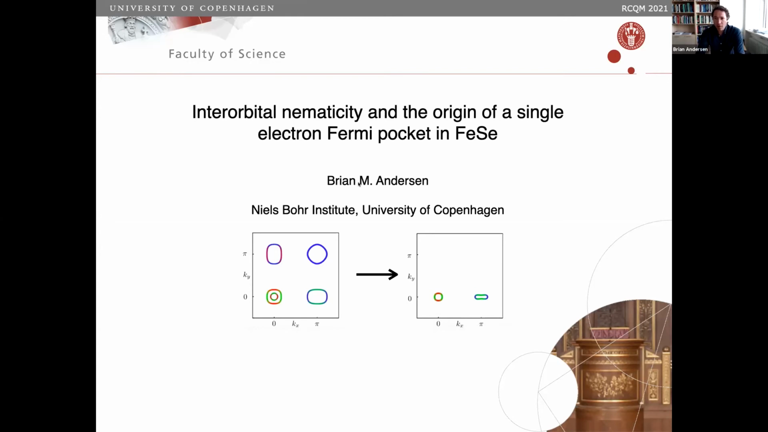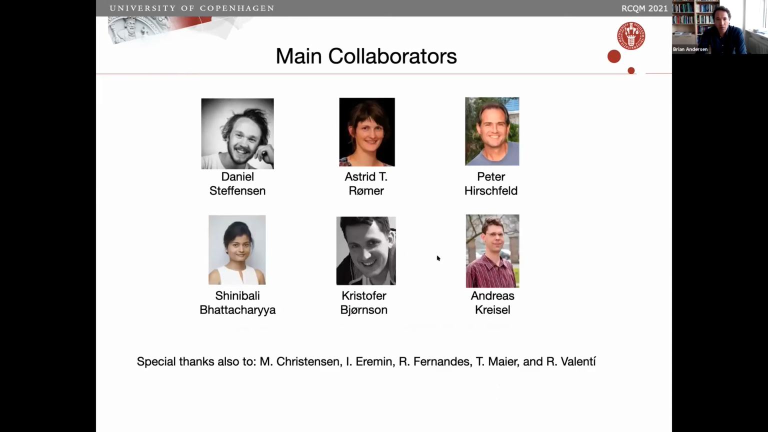I will give a talk about related issues: iron selenium and strong band renormalization. In a nutshell, the talk will really be about how we get from this picture to this picture. The focus will be on non-local effects. This is work done in collaboration mainly with these people.